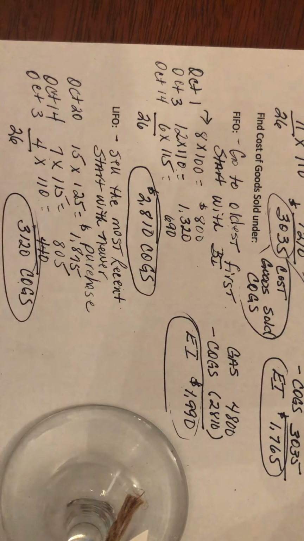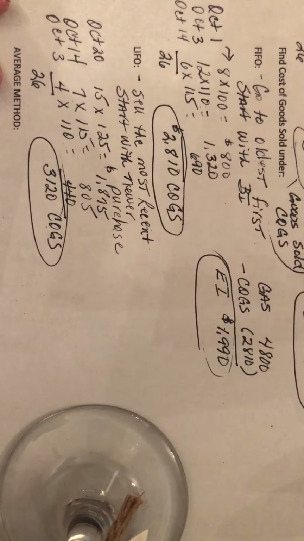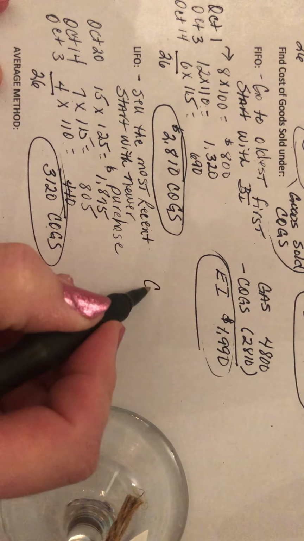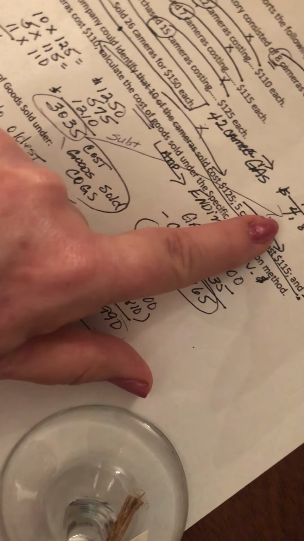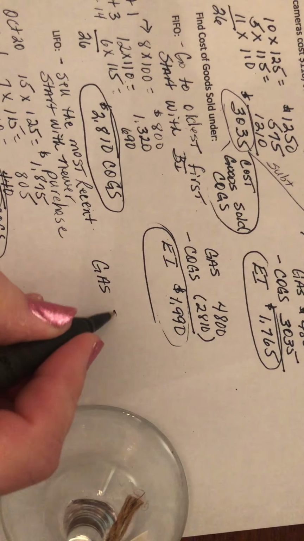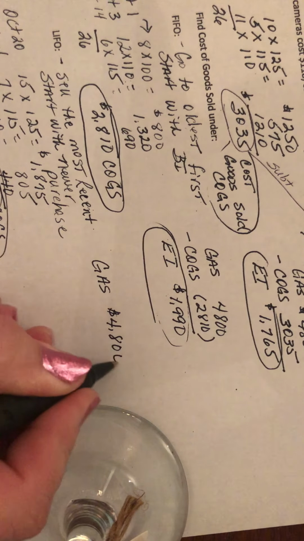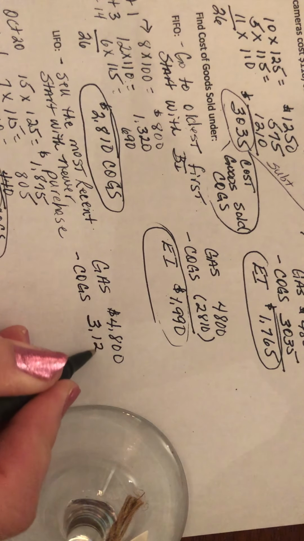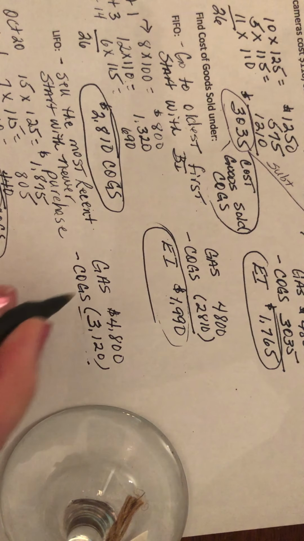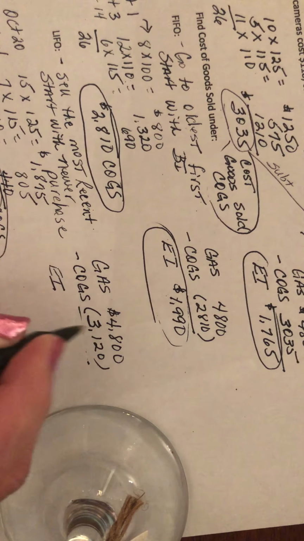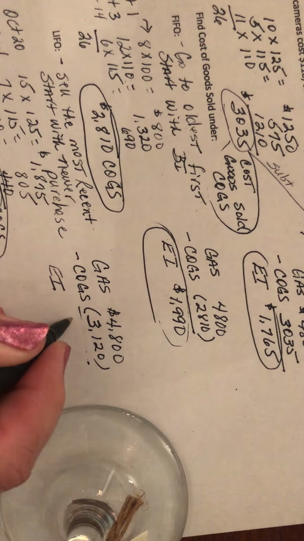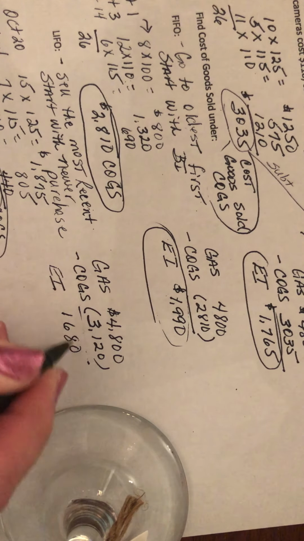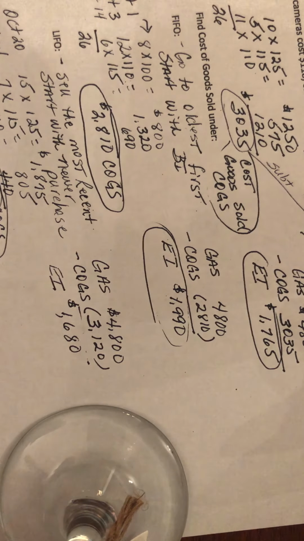We now want to get ending inventory. So go get your goods available for sale. Remember, that's all the way up here, 4,800. That's where we calculated it, so bring that down here. Subtract cost of goods sold. That's going to give you ending inventory, and that is 1,680.